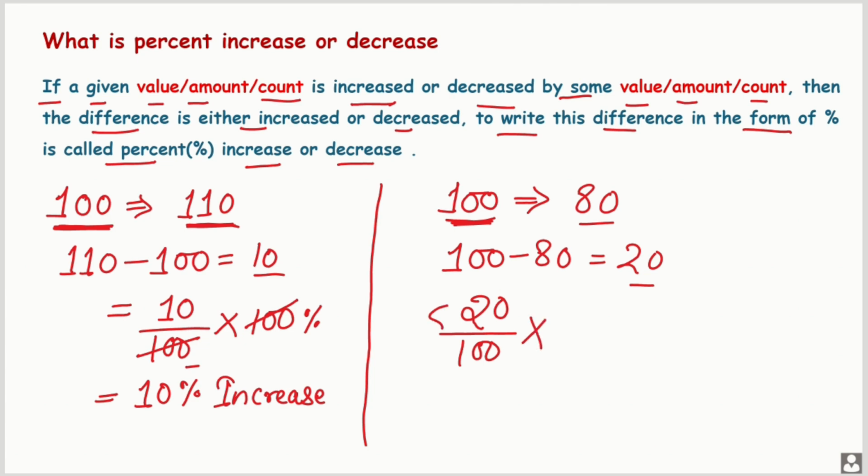Now, to convert this fraction into percent, we will multiply 100%. This 100 and 100 will be cancelled. So it will be 20%. Now the second value is getting decreased with reference to the previous value. So we call it percent decrease.